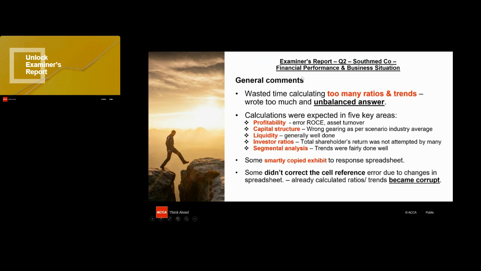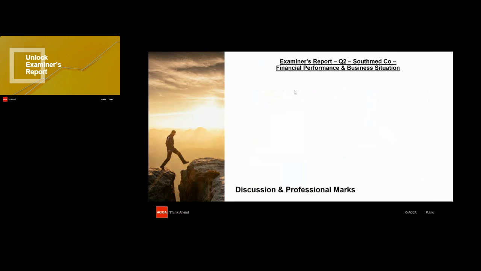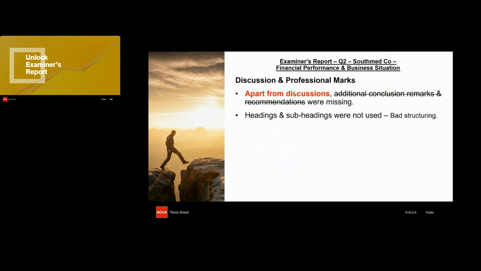Now, speaking further of question 2, as far as discussions were concerned, apart from the discussion, the candidates did not include any proper conclusion. There were no conclusions, there were no recommendations, they were missed out. And whenever you calculate, give proper headings. You can give a profitability heading, then capital structure, then liquidity, then investor ratios. You could have put proper headings and subheadings. They were not used. There was very bad structuring.